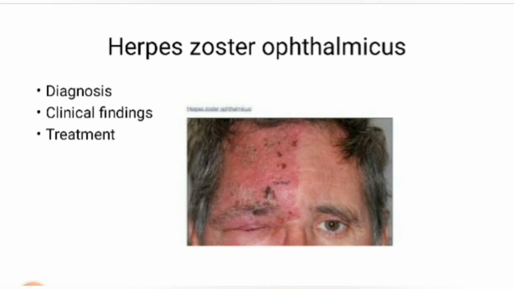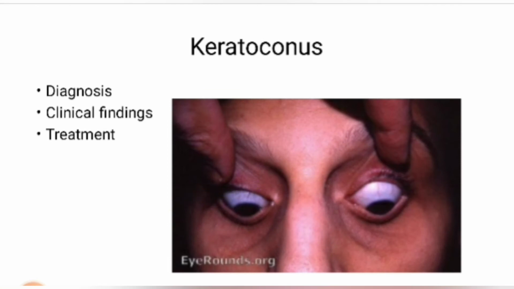Herpes zoster ophthalmicus. Herpes zoster ophthalmicus is an ocular and periocular disease due to the involvement of the ophthalmic division of the trigeminal nerve by the herpes zoster virus. Human herpesvirus 3, HHV3, is the causative agent. HHV3 causes two different clinical conditions. Varicella causes chickenpox. Zoster causes shingles. Zoster ophthalmicus.